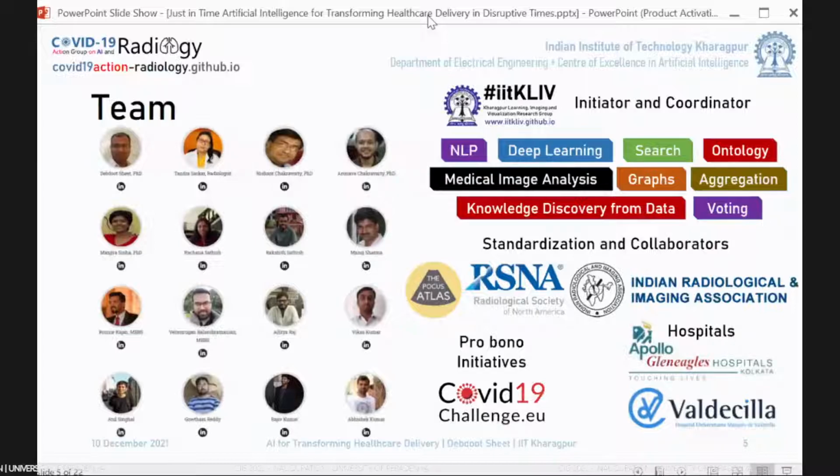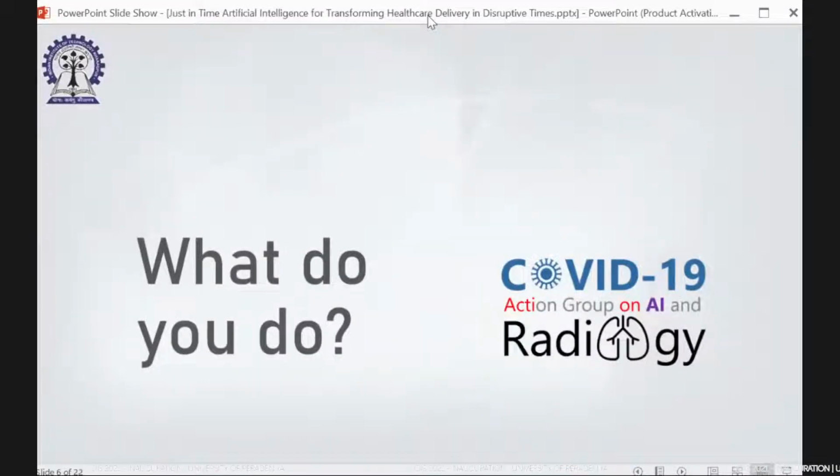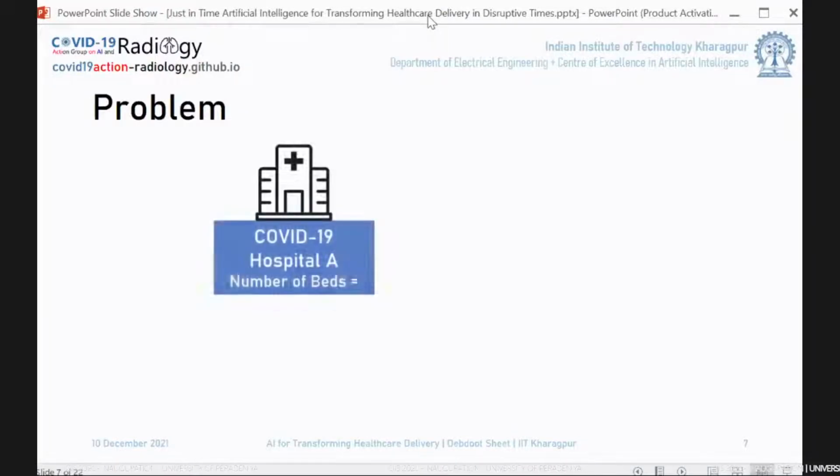along with a very unique pro bono initiative in the EU, which was the COVID-19 EU challenge, who really partnered with us in order to come up with a common standard, which is also something very useful for them, so that they can run their own challenge itself. So we started with all of this, and then comes the point of what we were trying to do.